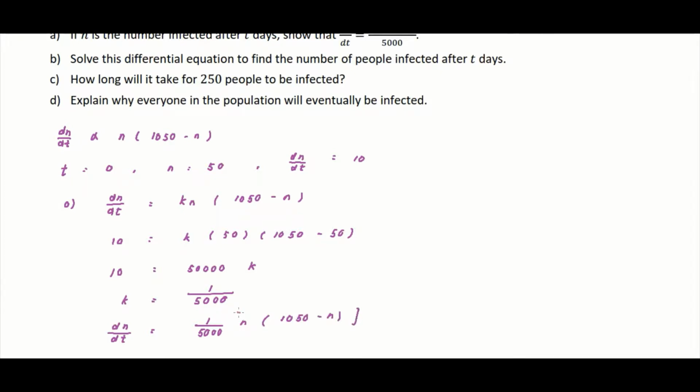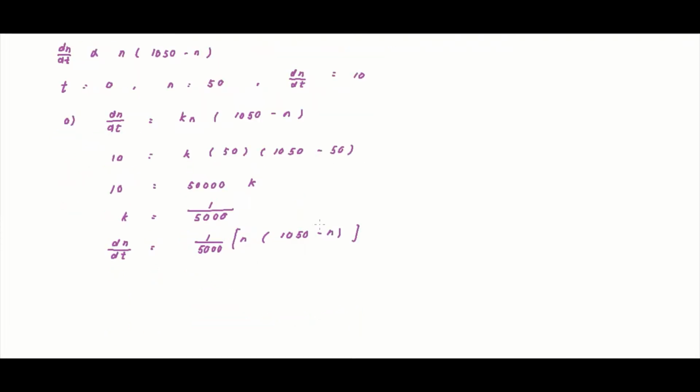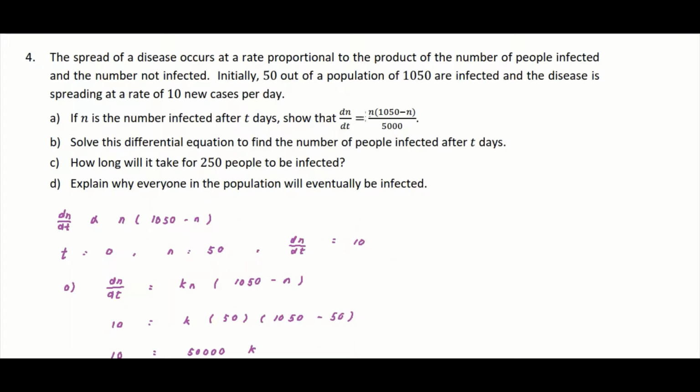We rewrite the whole thing and put it over a single denominator as given in the question. So we have N multiplied by (1,050 minus N), over 5,000, which is what you were asked to prove. All right, so that's it for number 8. You can see we proved it already.